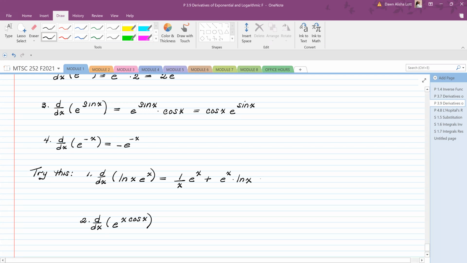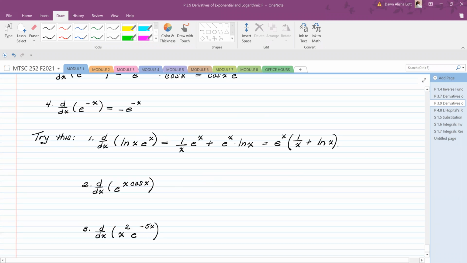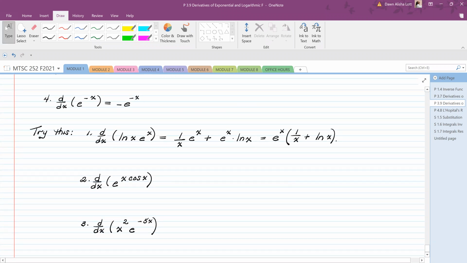Okay. So you factor e^x out and you get 1 over x plus the natural log of x. Okay, very good. All right. And what's difficult about this second one? I don't think multiplying the first function with the second derivative and the second derivative of the first function works with this one, because I got a different answer.